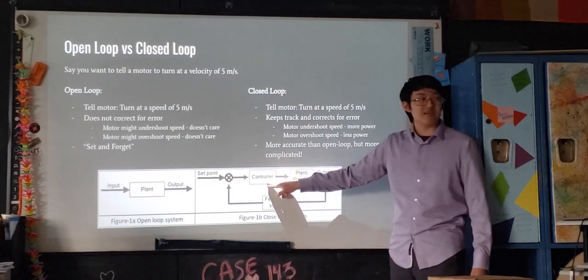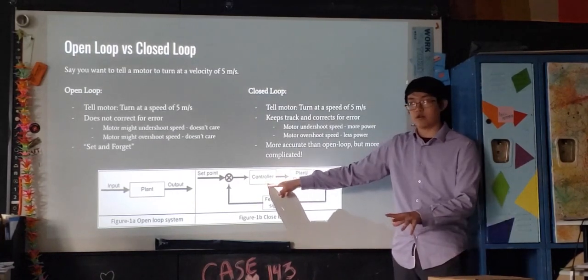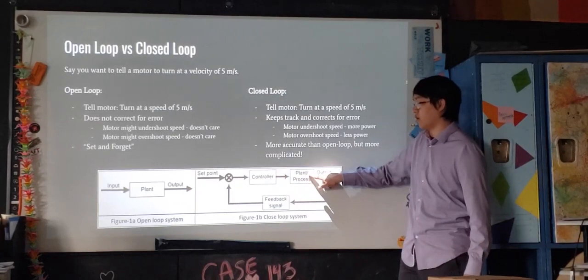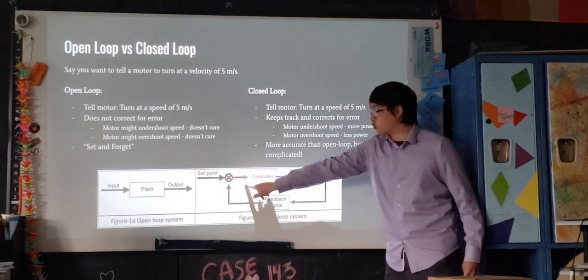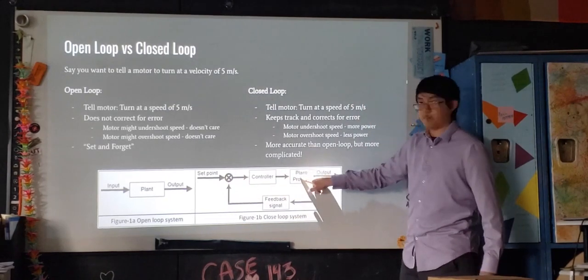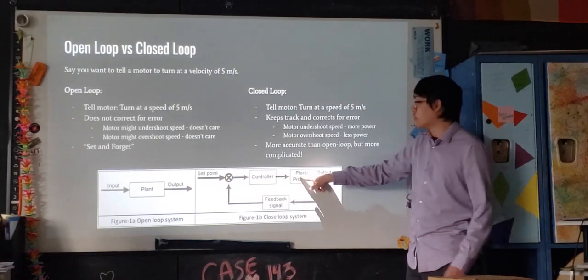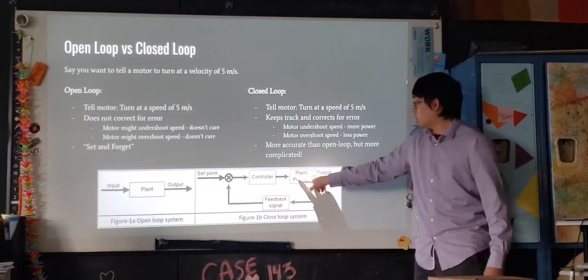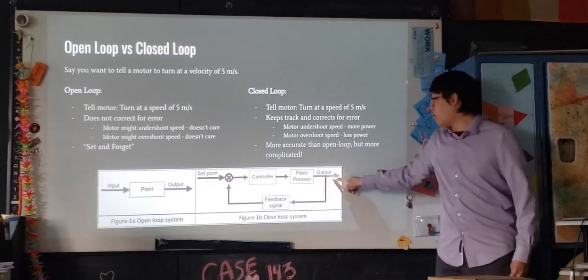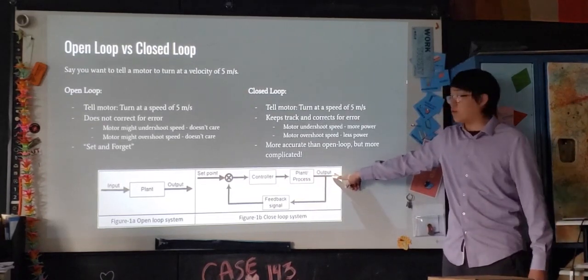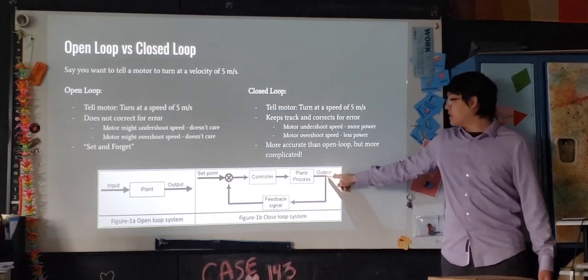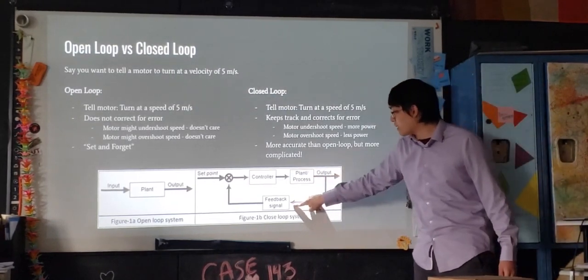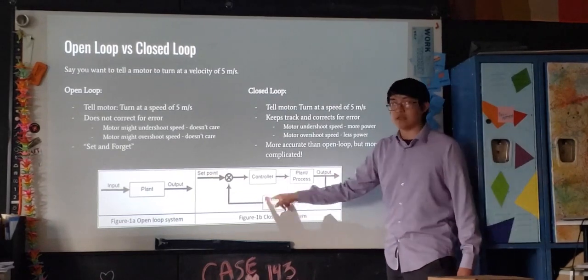This controller is the guy that is monitoring your plant, which is right here. And so your set point is 5 meters per second. Your controller is like, hey, plant, okay, the motor, turn at 5 meters per second, but I'm watching you. And the plant, the motor, will output whatever velocity it can, if it's under or over. Whatever it's under or over, this output will come back as a feedback signal.